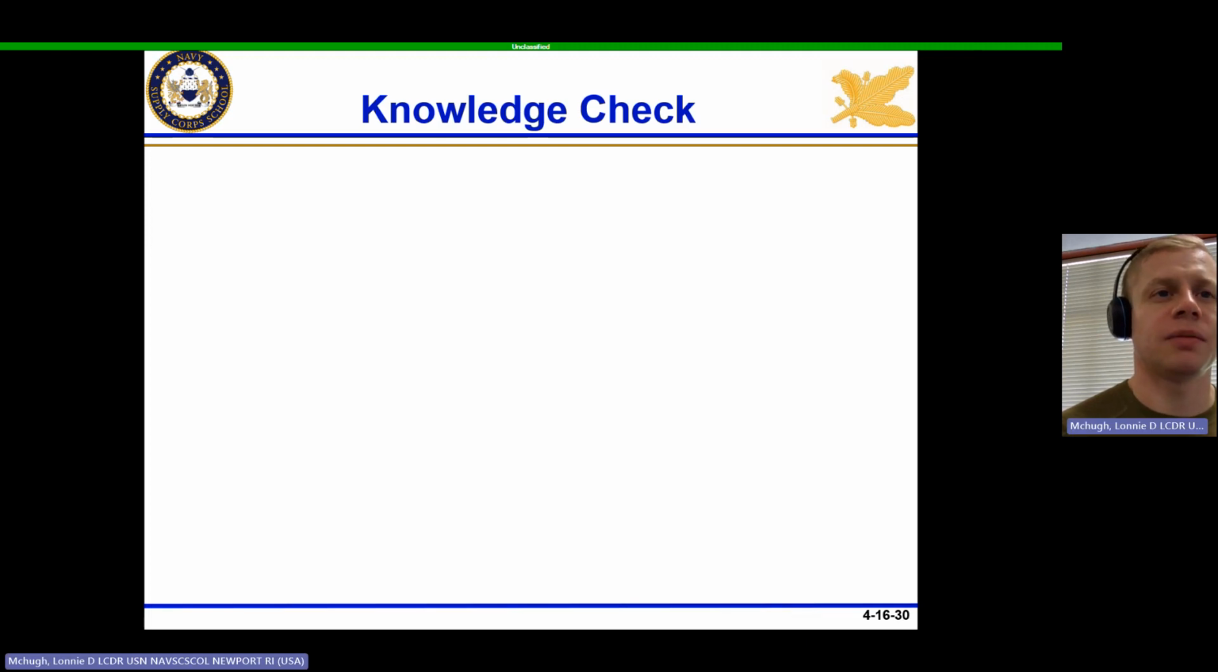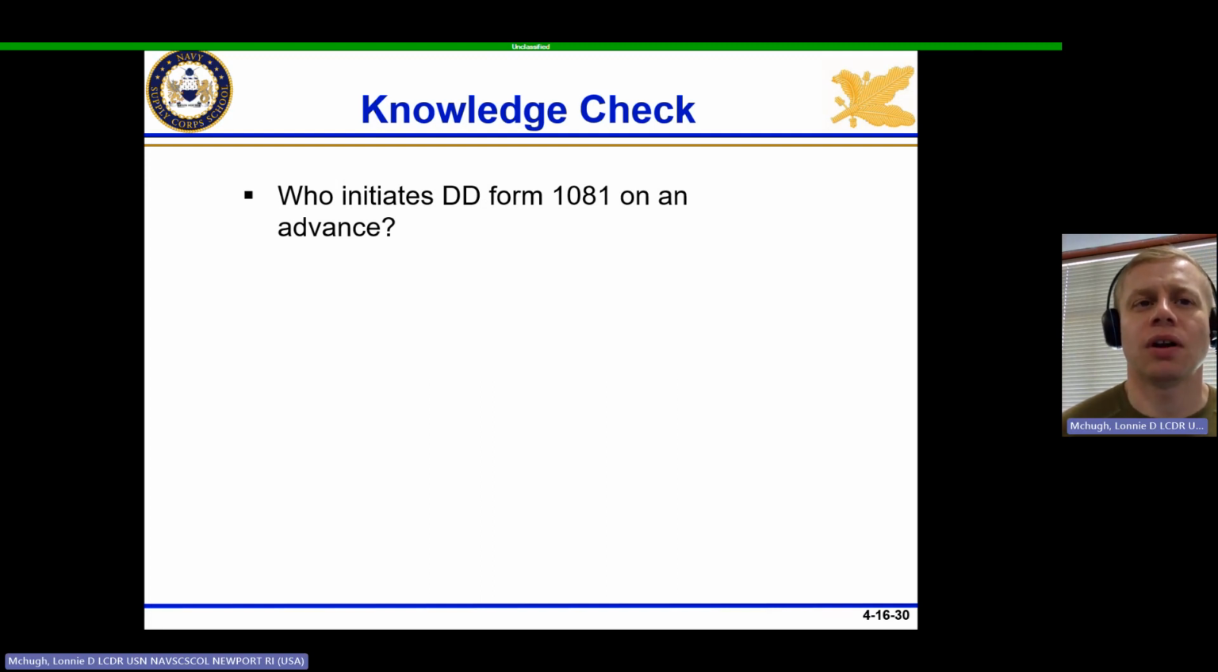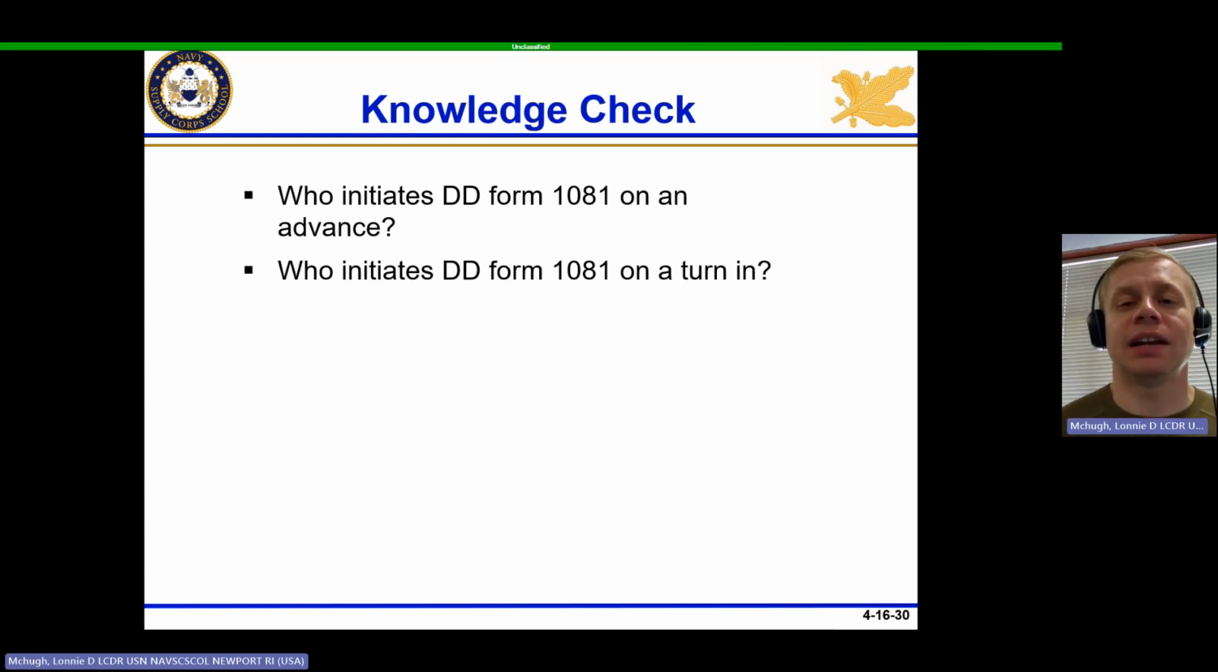So going into the knowledge check, the main things to know: who initiates the DD Form 1081 on an advance? That is the disbursing officer advancing funds to an agent. And the disbursing officer will initiate that. They're saying, hey, I want you to have this much cash. I want you to have this much check. I will start the form. For a DD 1081 for a turn-in, the agent will initiate. They're saying, hey, I need to turn this much money back in. I'm going to start this form and send it to you.